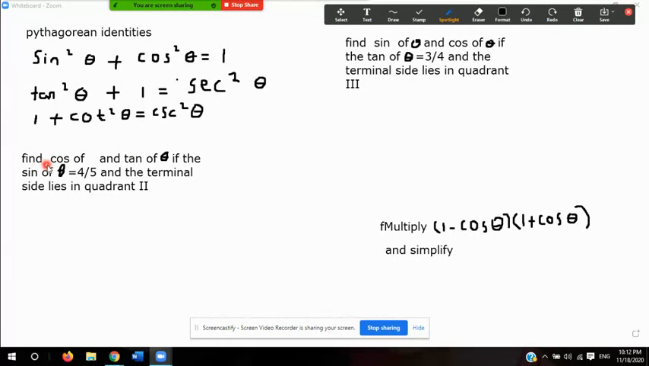Let's look at this. It says find the cosine of theta and the tangent of theta if the sine of theta equals 4/5 and the terminal side lies in quadrant 2. I forgot to write theta. Again, I'm going to read that example: find the cosine of theta and the tangent of theta if the sine of theta equals 4/5 and the terminal side lies in quadrant 2.